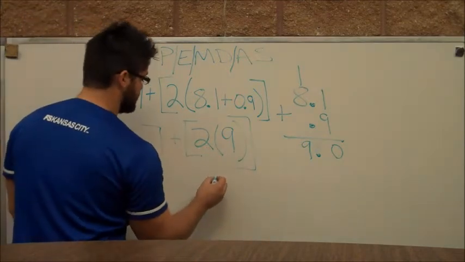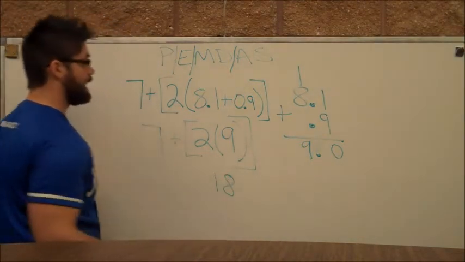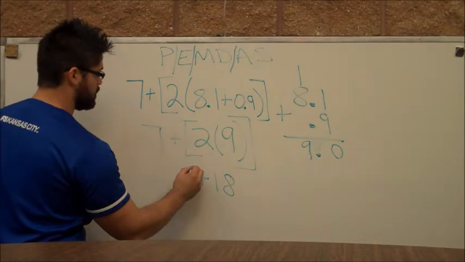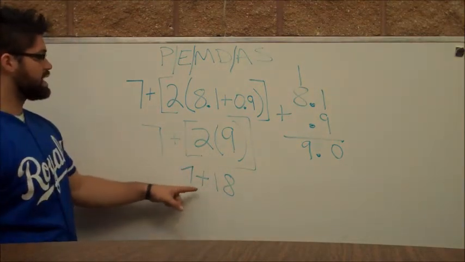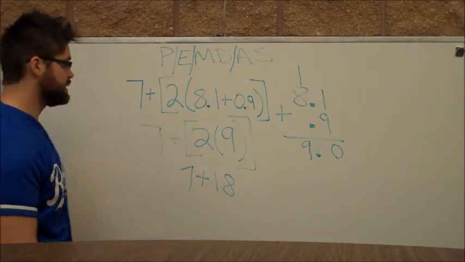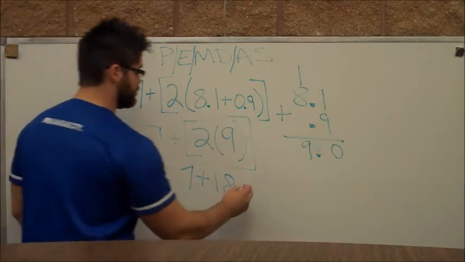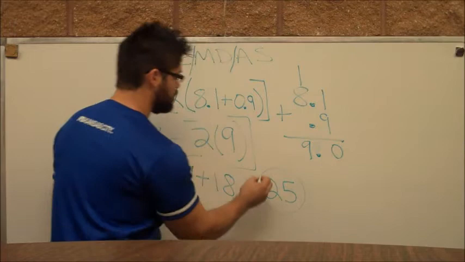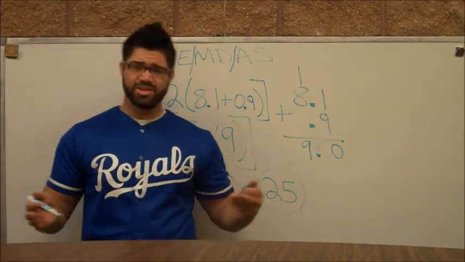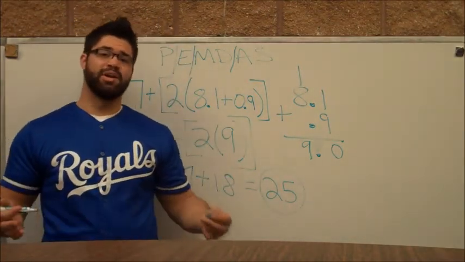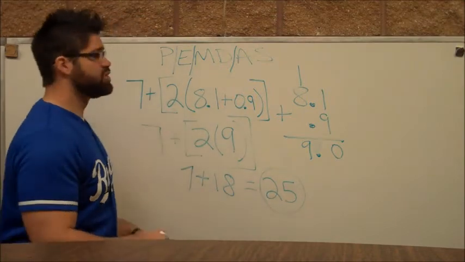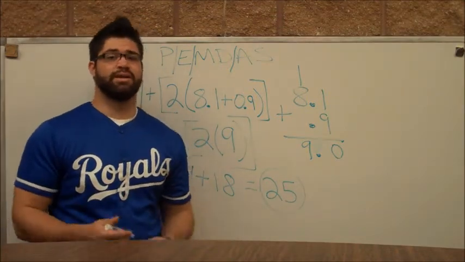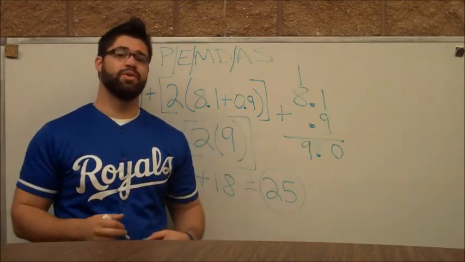2 times 9 is 18. And now we bring down our 7 part, and now we just have to simply do 7 plus 18. When we do 7 plus 18, that's going to equal 25. This is what we're getting into today with evaluating expressions with decimals. It's really going to be the same thing, and I also threw in some brackets just so that we could keep expanding what we're doing.